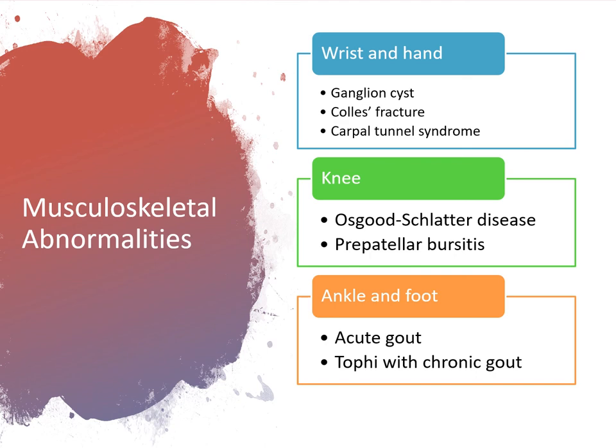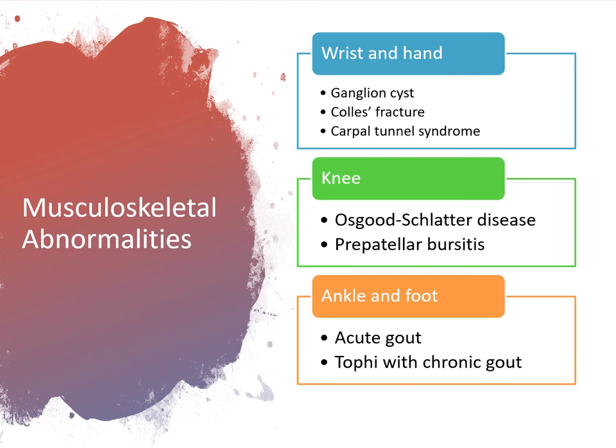Osgood-Schlatter disease is a painful swelling of the tibial tubercle just below the knee from overuse. It occurs mostly in puberty during rapid growth before the closure of the growth plate. Prepatellar bursitis refers to localized swelling of the anterior knee between the patella and the skin.